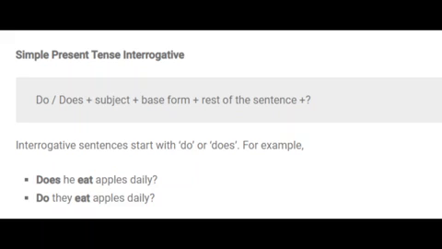Interrogative sentences start with do or does. For example, does he eat apples daily? Next, do they eat apples daily? For singular he, we use does, and for plural they, we use do. So this is how we make simple present tense interrogative form. You have to keep all these things, formula and basics of grammar in your mind.